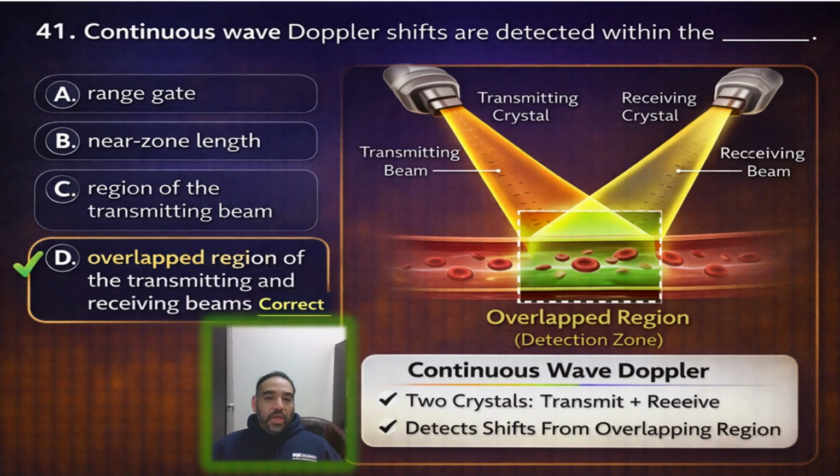And answer C, the last one, says region of the transmitting beam. This is incomplete. Just because the transmitting beam hits moving blood doesn't mean the signal will be detected. The reflected signal must also fall within the receiving beam, and detection occurs only in the overlap. So continuous wave Doppler equals two flashlights, one shining out and one listening back. You only detect motion where the flashlight beam and the listening beam intersect. That intersection is the overlap region.